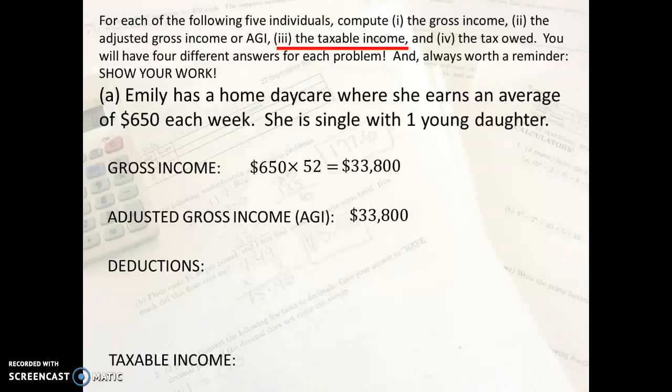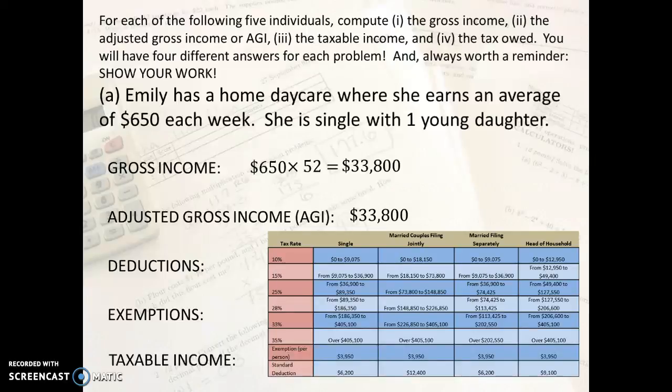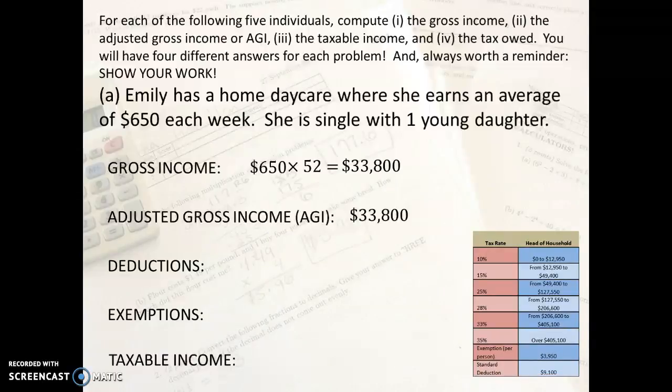What's up next? Taxable income. Well, taxable income means I need to find the deductions and the exemptions. Both of those numbers live in this chart, which is on your homework. So how are we finding those? Well, we first need to figure out what class of taxpayer Emily is. If you notice, she is single with a daughter, so she is taking care of a child at home. That's the head of the household. She's running the house. So as a head of household, you have those numbers right there, and those are the numbers we're going to use to figure out deductions and exemptions.